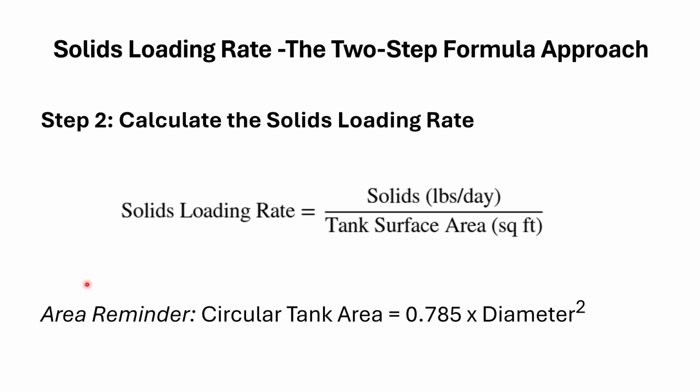Here's what the solids loading rate formula is. It's just the solids in pounds per day divided by the total tank surface area. And a reminder, for a circular tank area, that's 0.785 times diameter in feet squared. Okay, that's the denominator here. And for the solids, we are going to use that pounds formula: flow in millions of gallons per day, multiplied by the MLSS concentration in units of milligrams per liter, multiplied by 8.34.